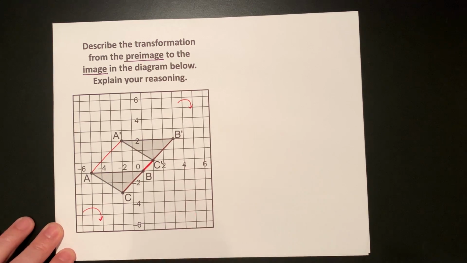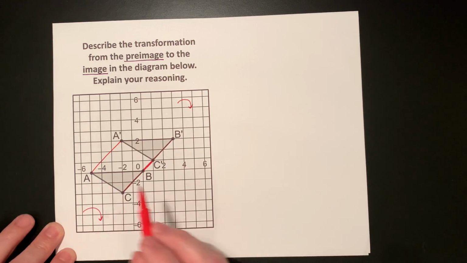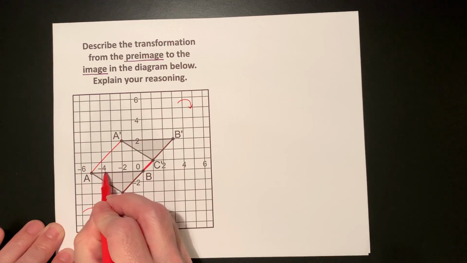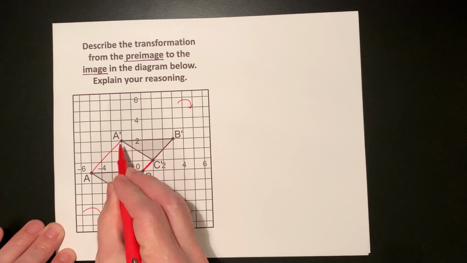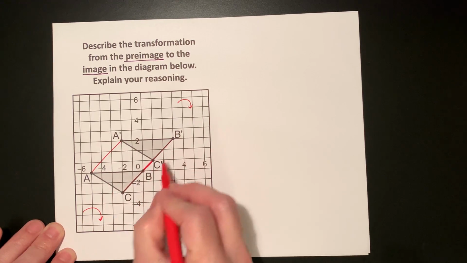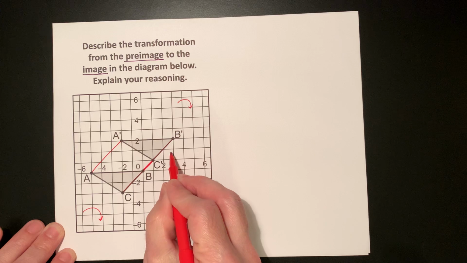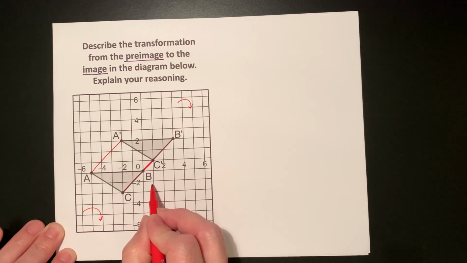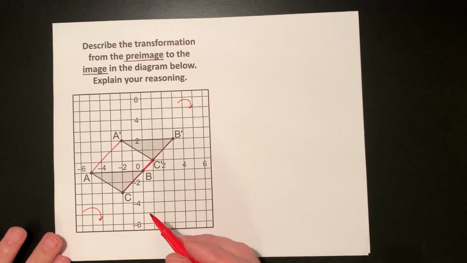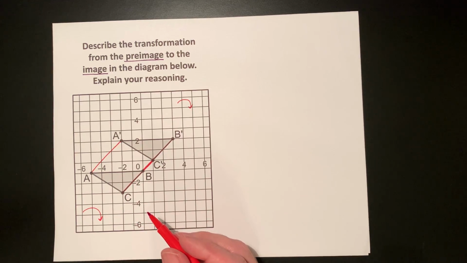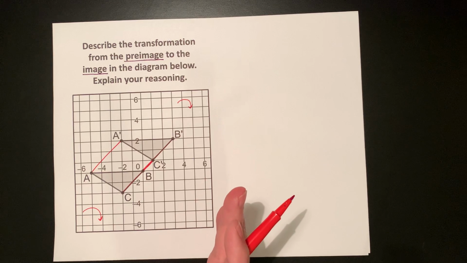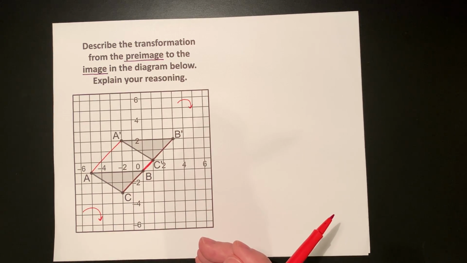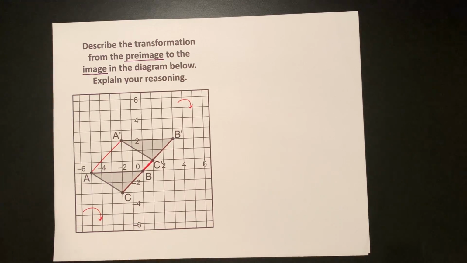We can also look at the distance. Now I'm going to use just some counting to try to make it easy here. But from A to A prime, we've gone to the right 3 and up 3. To go from B to B prime, we've gone to the right 3 and up 3. And C to C prime, we've gone to the right 3 and up 3. So the distance is the same. Well, whenever the movement of the points is parallel, the orientation is the same, and the distance is the same, then you have a translation.